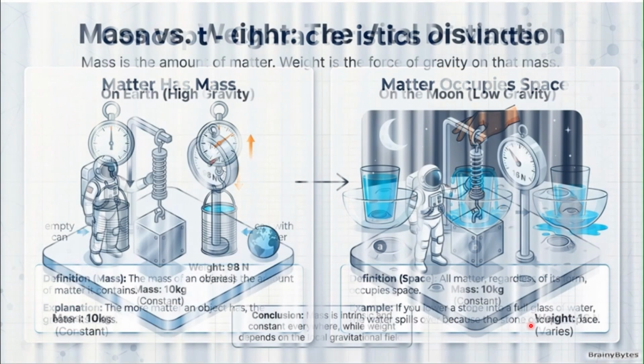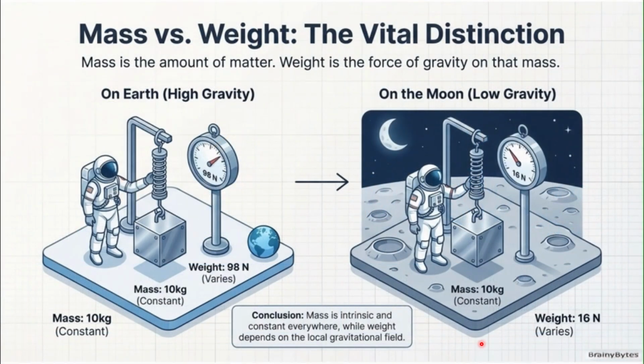Someone's gotta go. Okay, now we're settling the ultimate cosmic breakup: mass versus weight. First, let's talk about mass. Mass is the quantity of matter packed into you. It's your inner stuff. The best part about mass? It's loyal. It does not change no matter where you go.